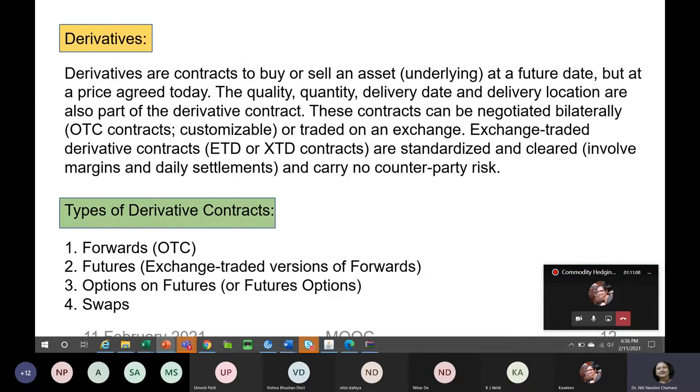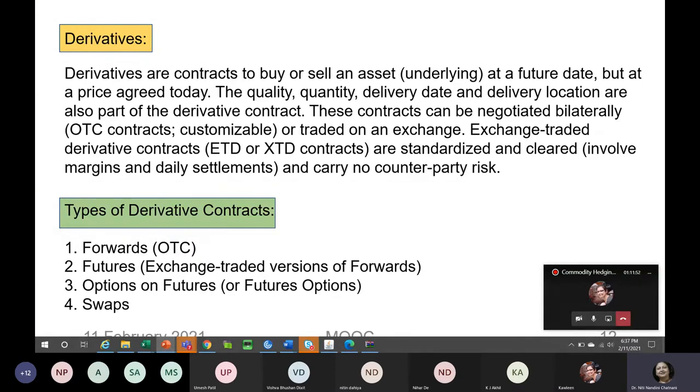Or they can be, these derivative contracts can be listed and traded on an exchange. Like I just said, exchanges like Chicago Board of Trade or TOCOM or NCDEX, they can be traded on an exchange, in which case they're called exchange traded derivative contracts, ETD or XTD derivative contracts. When derivative contracts are traded on the exchange platform, then in order to make them tradable across a large set of participants, they are standardized. You cannot allow participants who trade derivative contracts on the exchange to customize the terms of the contract. So the terms of the contract are standardized.